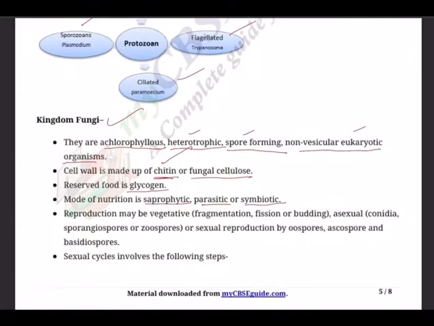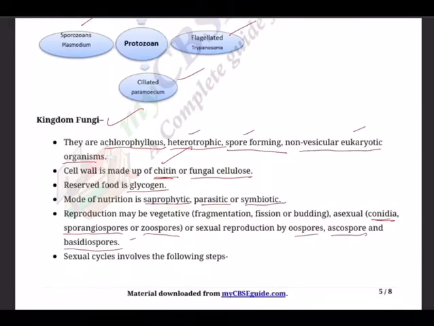Reproduction may be vegetative. If it is vegetative, it is by fragmentation, fission or budding. Second one is asexual. If it is asexual, it is through conidia, sporangiospores or zoospores. And the third mode, sexual reproduction, is through oospores, ascospores and basidiospores. And the sexual cycle involves the following steps.